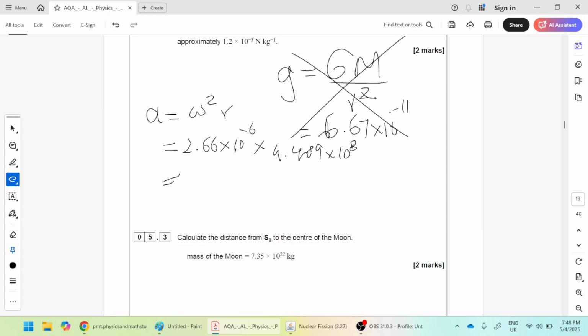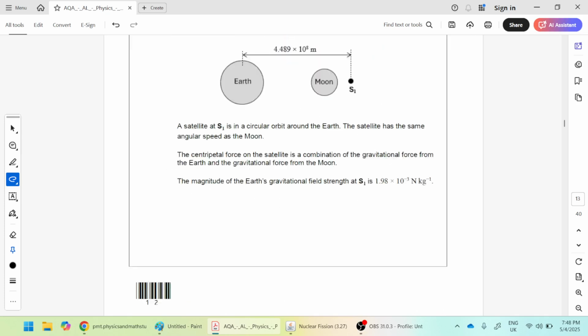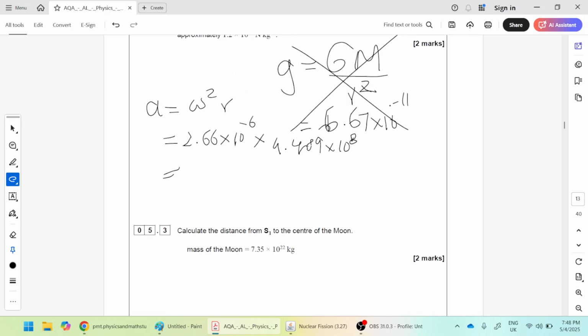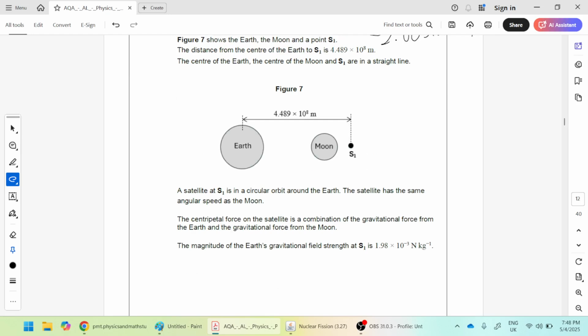So we have an idea that the total centripetal acceleration of the satellite is, let me calculate that quickly, 10 to the power minus 6 to, what was it, 4.489? Yeah, the distance, because I'm just looking at it as a circular motion. I'm not even thinking about the Moon. I'm just interested in the circular motion and the centripetal acceleration required to sustain that. 9, 10 to the power 8.